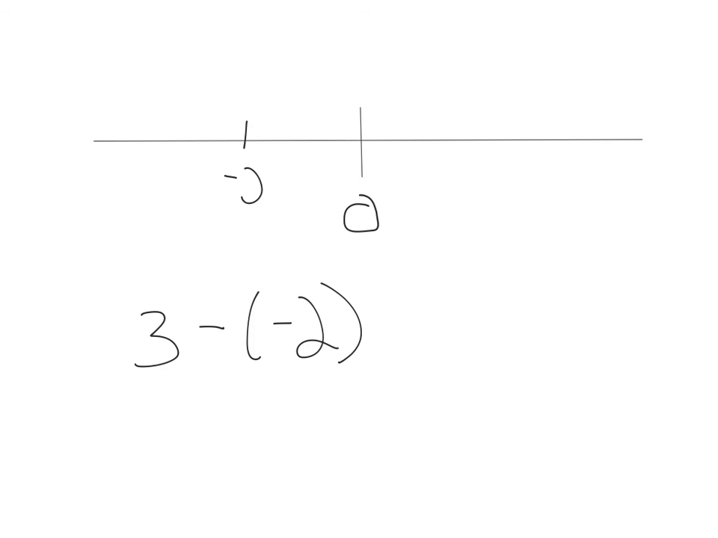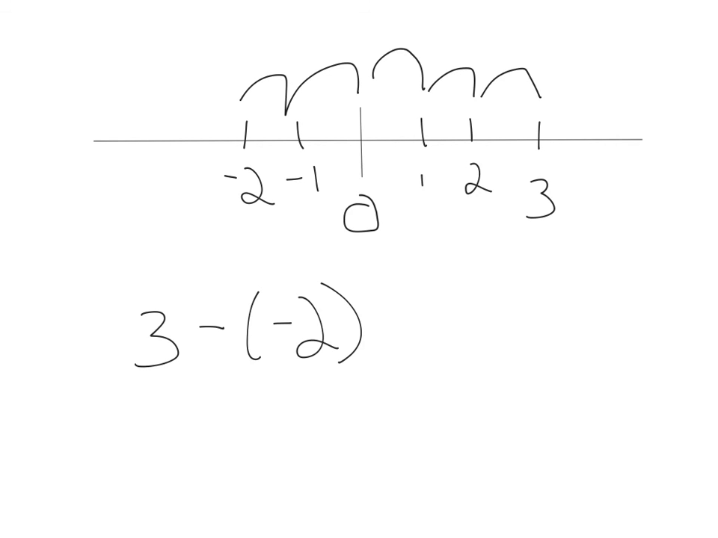So if I have -2 here, and I have 3 here, I would count 1, 2, okay? That's the absolute value of -2, that the distance to 0 is 2, and then I would continue counting all the way up to number 3. So 1, 2, 3, 4, 5. So the difference between 3 and -2, or the distance between 3 and -2, is 5. So 3 minus -2 is 5.